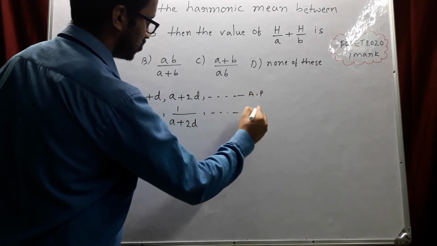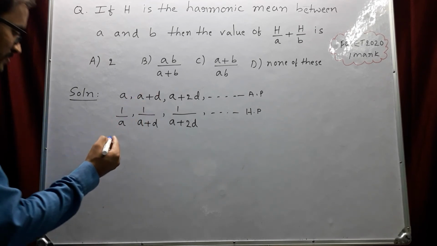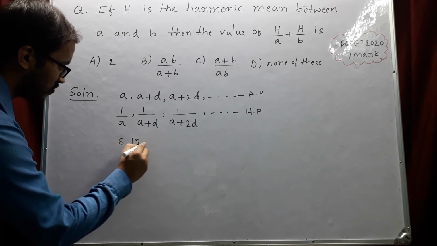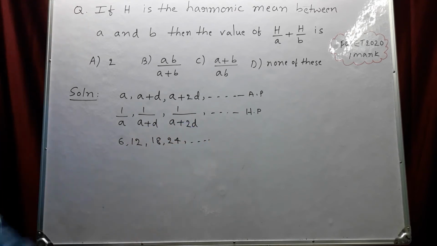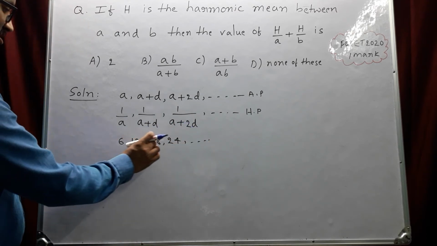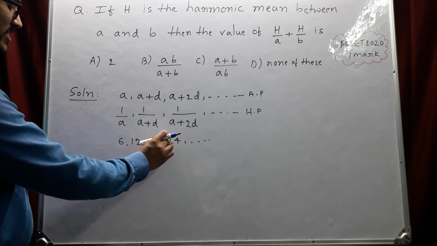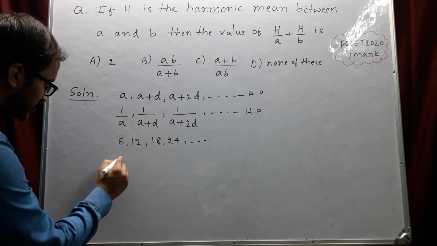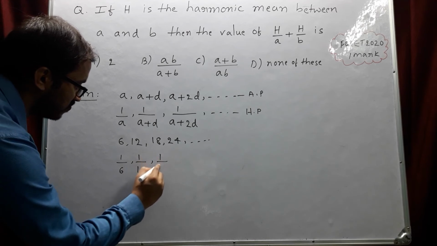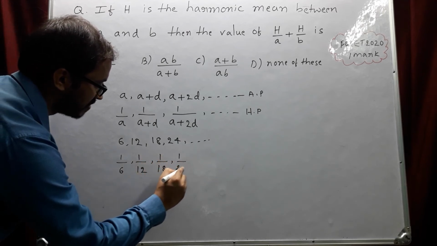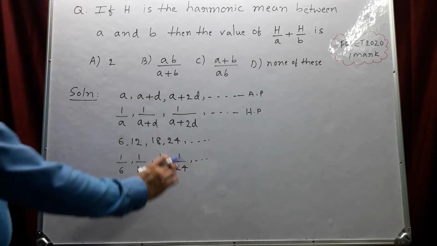So if you take the reciprocal of an arithmetic progression, you will get a harmonic progression. Example: 6, 12, 18, 24. So this is an arithmetic progression, because if you take the difference between any two consecutive terms, that is 6. So the reciprocal of this, what are we going to get? 1 by 6, 1 by 12, 1 by 18, 1 by 24, and so on. So this is a harmonic progression.